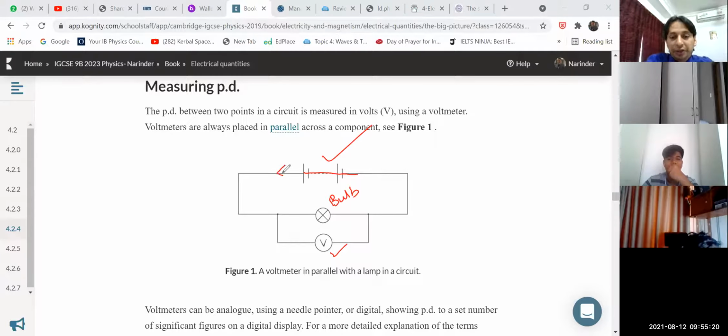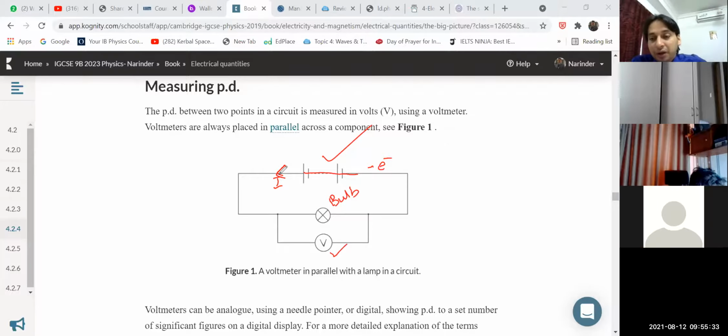Now, children, you know that electric current will flow. Electrons will move along this direction. Please always remember, we do not need to show the direction of electrons; we always show the direction of current in an electric circuit. When this current flows in this electric circuit, I am interested in measuring the potential difference. What is the potential difference across the ends of the bulb? The potential difference between 2 points in a circuit is measured in volt using a voltmeter, and a voltmeter is always connected in parallel combination.